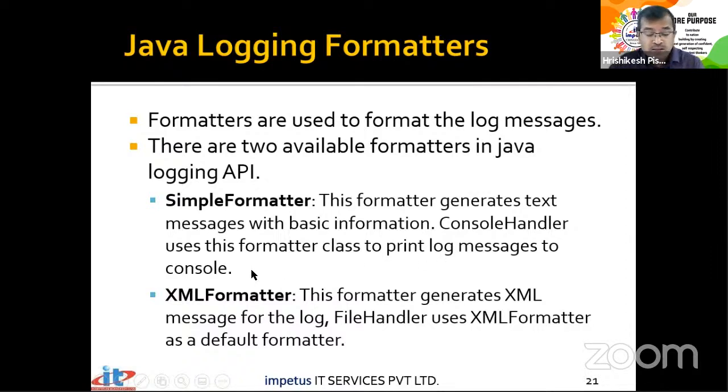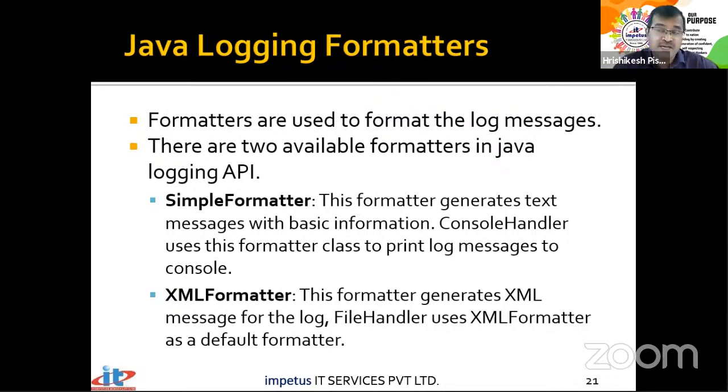Like I said, whenever you create a logger object, it has a default handler. Similarly, with every handler there is a default formatter. With console handler, the default formatter is simple formatter, and with file handler, the default formatter is XML formatter. So if I write data to a file, it will never get written as simple text. Rather, it will be in XML format. And if I send something to the console, it will not be in XML format. It will be simple text.